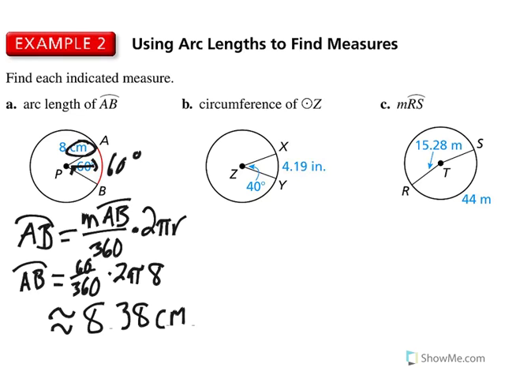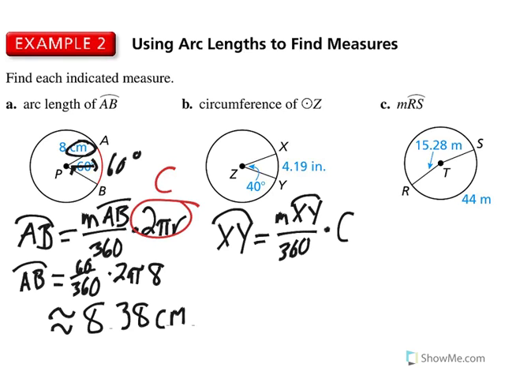In B, we want to find the circumference, actually. So I'm going to write our formula just a little bit different. I'm going to still do it in the same order. So I'm going to do xy, the arc length, is equal to the measure of the arc, so the measure of xy, over 360. And instead of times 2 pi r, I'm just going to put c for circumference, because that's what that part is, right? Over here on the left, I could have just put c originally, and then I could have plugged in 2 pi r, because that's what c is equal to. So here I'm just going to leave it like this.